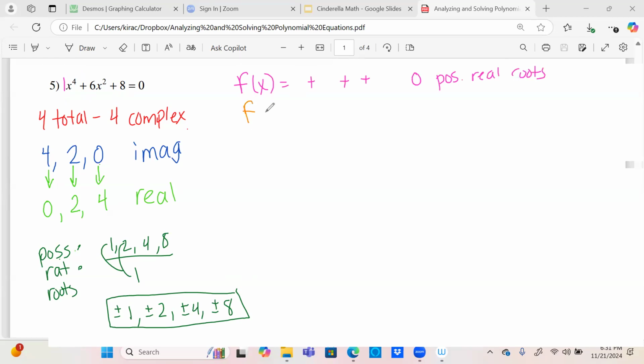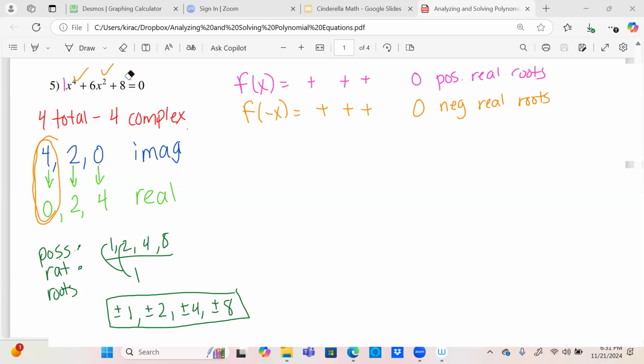Look at f of negative x. Evens always stay the same. So plus, plus, plus. We're going to have 0 negative real roots. Okay, so that makes me think that we have no real roots, right? If they're not positive, they're not negative. I think we probably have this situation where we have 4 imaginary and no real.